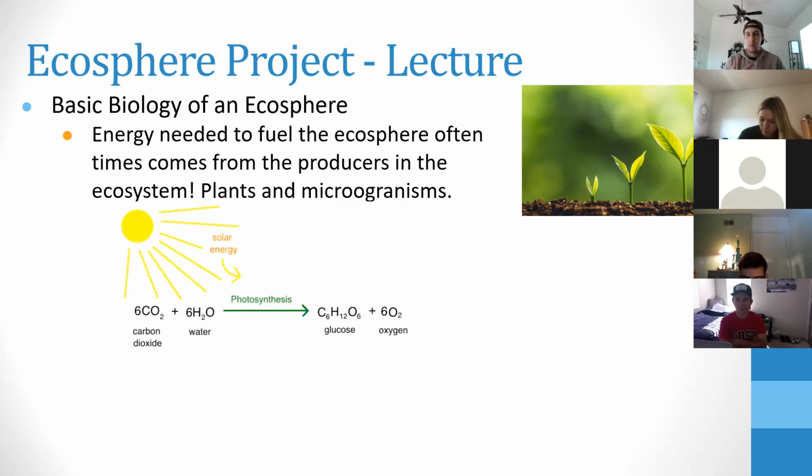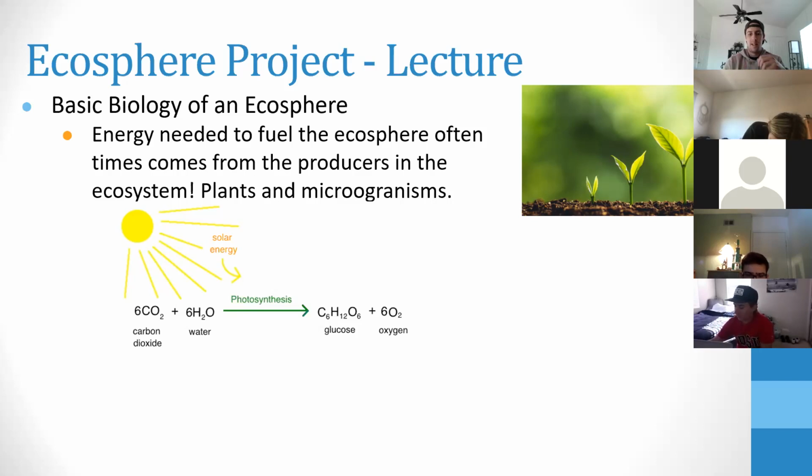So this is where they take carbon dioxide and water along with energy from the sunlight and turn it into glucose and oxygen. Glucose is a sugar, and that's what they use to fuel themselves. That's where they get their energy from, the glucose. And then as a byproduct of that reaction, you get oxygen.